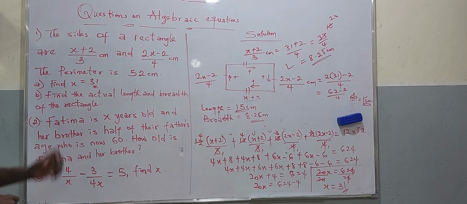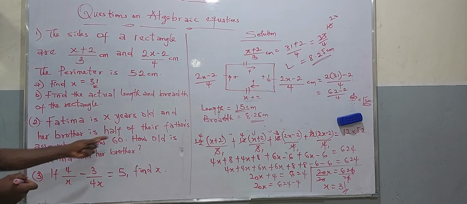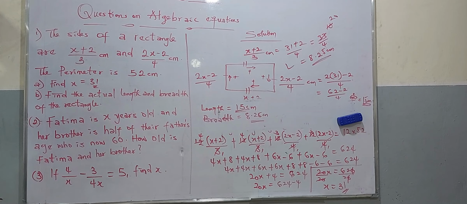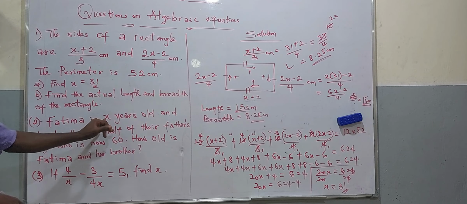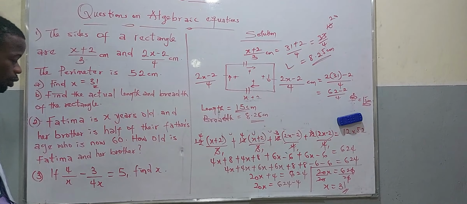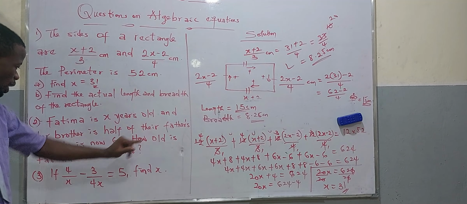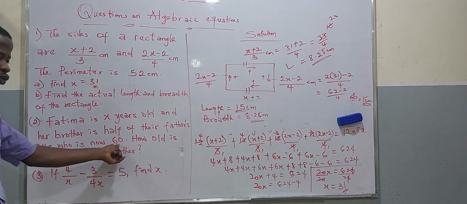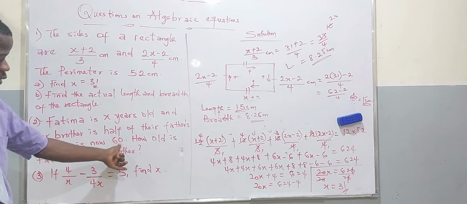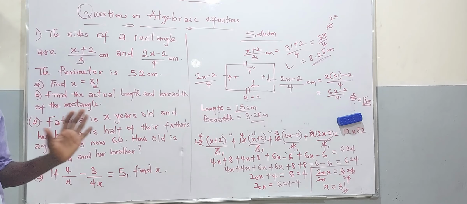For the third question, when Fatima is X, just like they said, how old is Fatima and her brother? So you want to get Fatima's age, right? Fatima's age is X, it is stated. And there's no relationship between Fatima's age and the brother's age. Fatima is X years old, and her brother is half of their father's age, who is now 60, so automatically you know, half of 60. How old is Fatima and her brother? Add their ages together. It's a simple question.